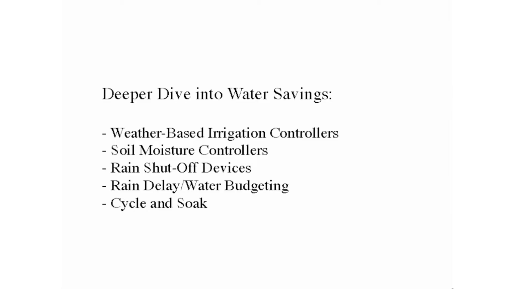Now we're going to take a deeper dive into water savings. The best water savings device is a smart weather-based irrigation controller. I'm going to come back to that in a minute. A couple other ideas are soil moisture sensors. I'll talk about that. Rain shutoff devices, the rain delay, water budgeting feature, and this idea of cycle and soak. We're going to take a deeper dive.